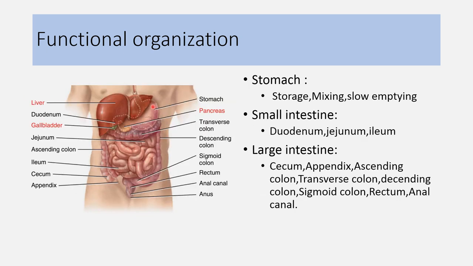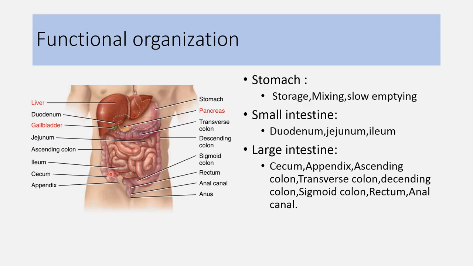The stomach is a hollow bag-like structure and it serves various functions like storage of the food, mixing of the food, and slow emptying of the food from the pyloric end of the stomach into the small intestine. The small intestine contains three parts. The first C-shaped part is known as the duodenum, from which food enters the jejunum and then the ileum. Through the ileocecal valve, food enters the large intestine.